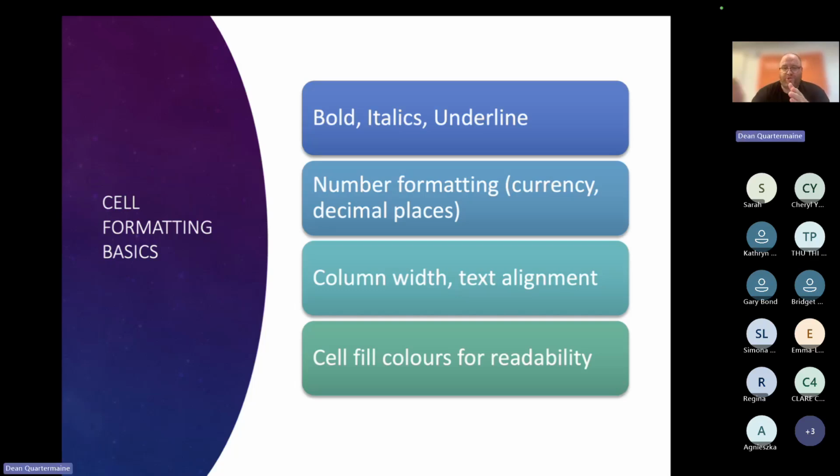You can adjust the number of decimal places on numbers. So it might be that you want to round the numbers to the nearest pound, so you don't want any decimal places. It might be that you want the numbers in pounds and pence, so you might have 2 decimal places. It might even be that you want more than 2. You can adjust that as required, and I'll show you how to do that in a little while.